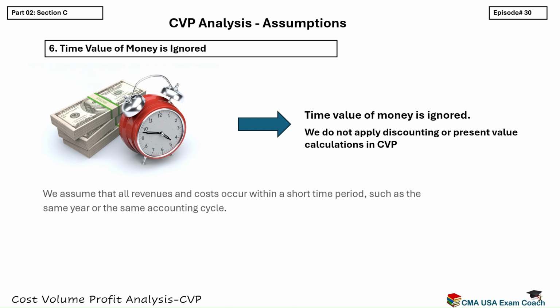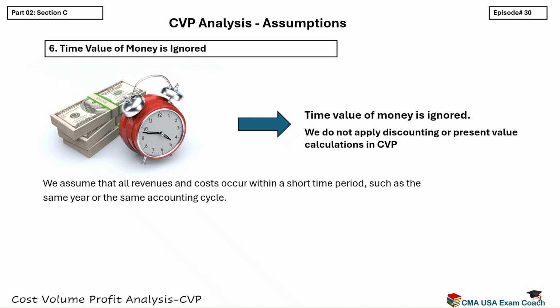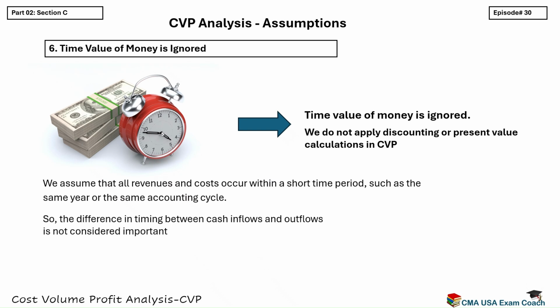We assume that all revenues and costs occur within a short time period, such as the same year or the same accounting cycle. So, the difference in timing between cash inflows and outflows is not considered important. In other words, we do not apply discounting or present value calculations in CVP. We treat all dollars, whether earned or spent, as if they have the same value, regardless of when they happen during the period. Why do we make this assumption?